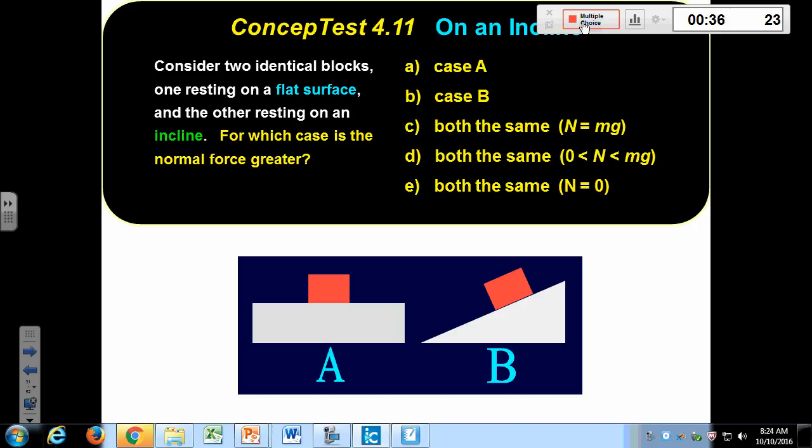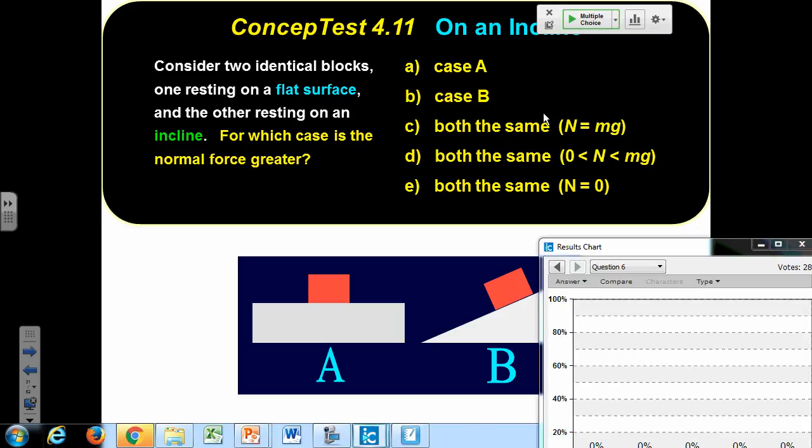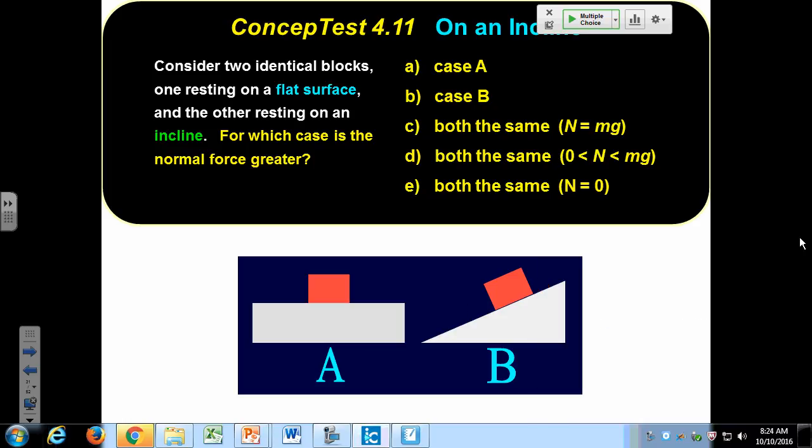All right, I'll stop at 40. Okay, good. A is right. On a horizontal surface, the normal force is equal to the weight. On an inclined plane, it's equal to the component of the weight, the cosine of the angle theta.